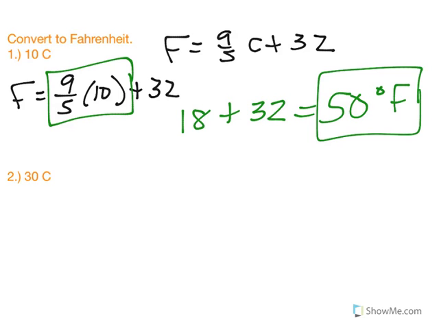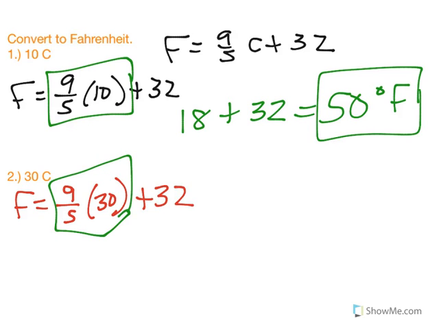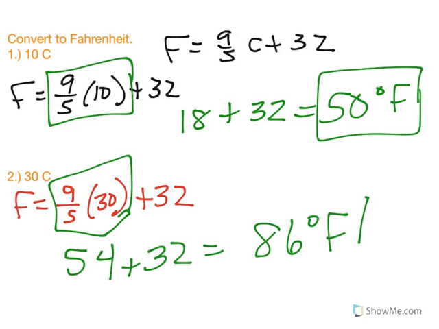In the second one, I have 30. So I've got F equals 9/5 times 30 plus 32. I have to do this first part, and I end up getting 54 plus 32 for an answer of 86 degrees Fahrenheit.